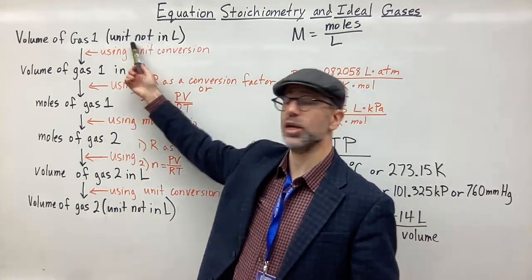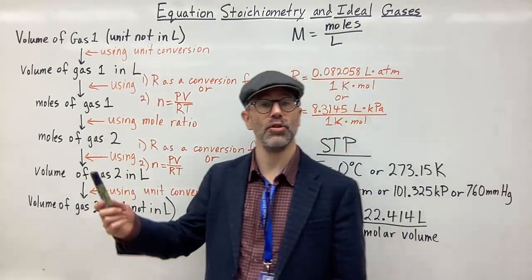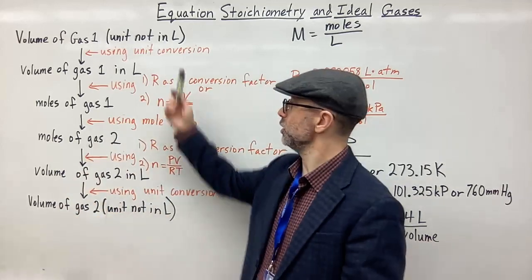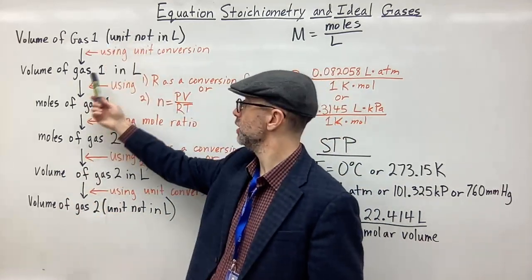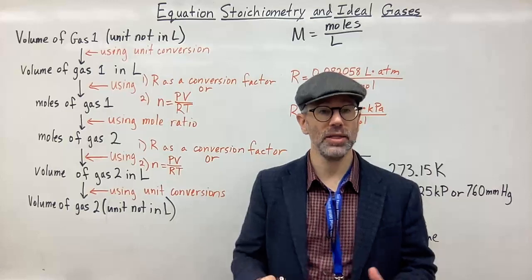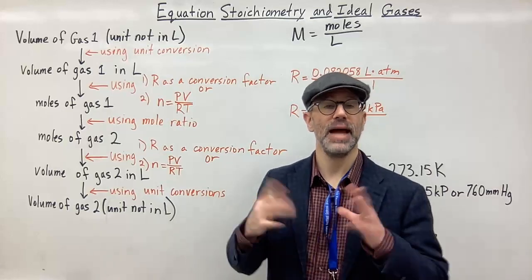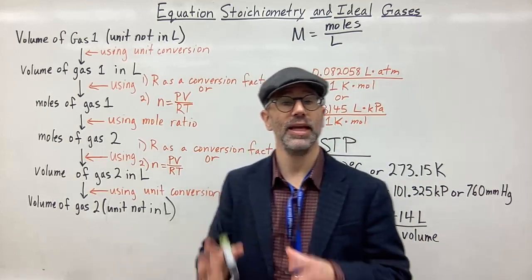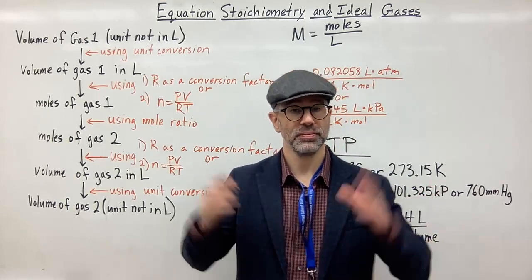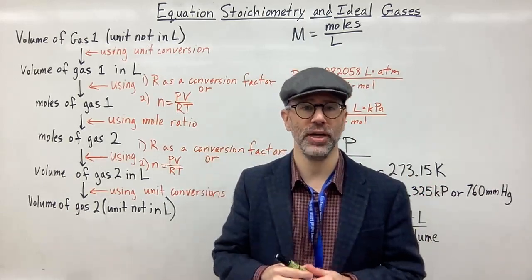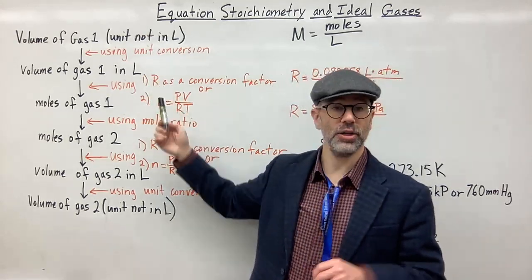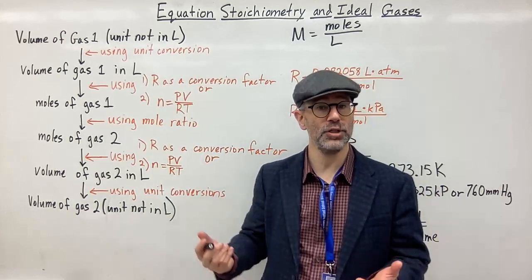So if it's meters cubed, then I know that 1,000 liters is equal to 1 meter cubed. So I can use that to convert meters cubed to liters. Once I get to liters, now I can use the ideal gas law to help me convert liters to moles. And there's a couple of ways you can do this. The first way is to use R, the R constant, as a conversion factor.